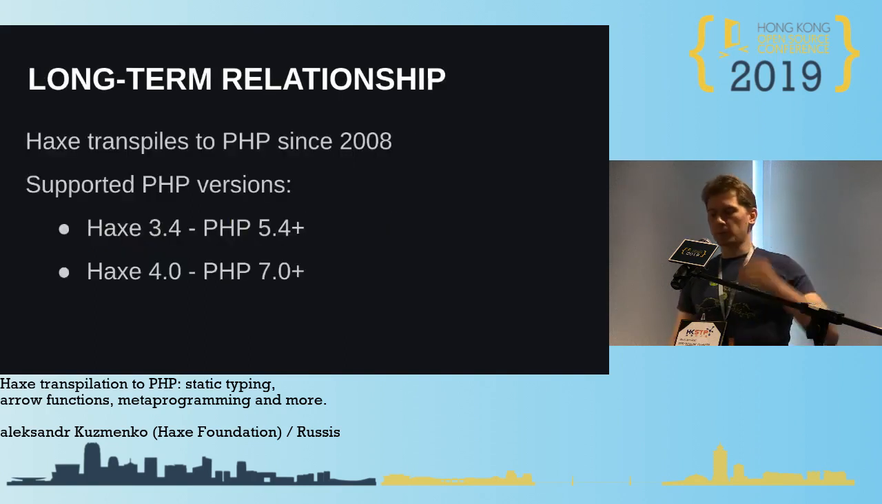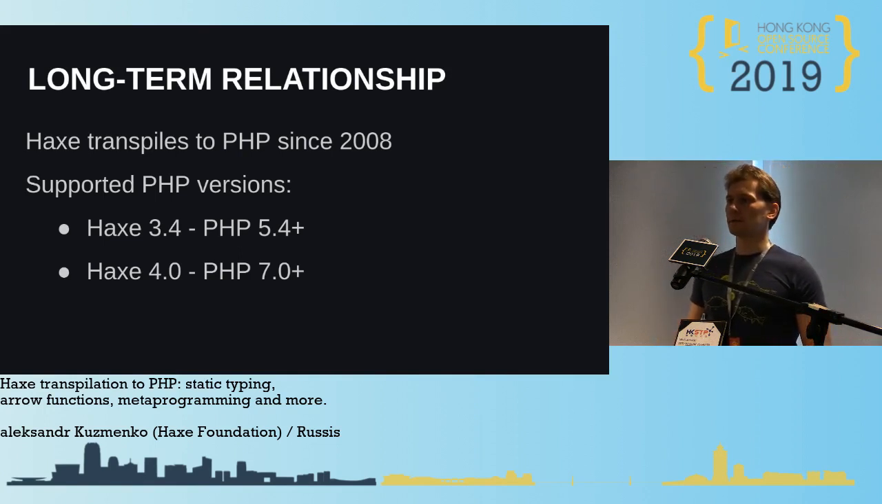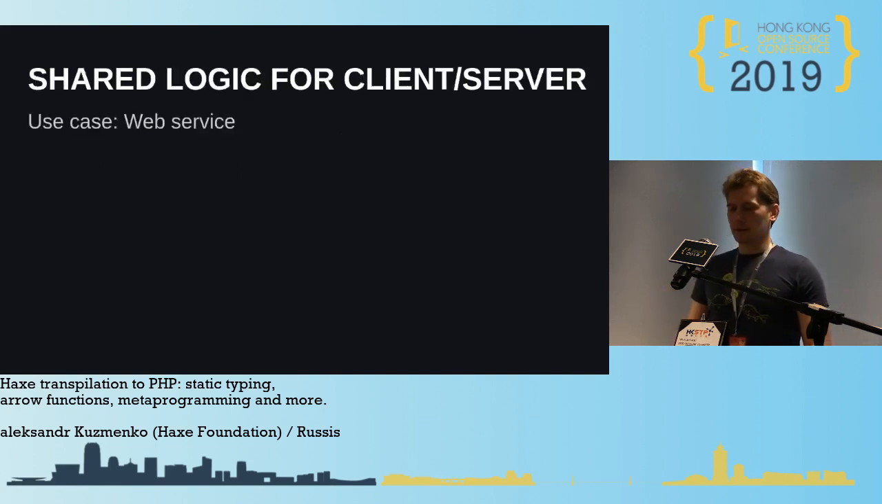So Haxe and PHP are in a long-term relationship since like 2008. The previous versions of Haxe were able to compile Haxe to PHP code, which was compatible with the PHP versions of 5.4 and higher. And the newest Haxe 4 is targeting PHP 7.0 or higher. So why, as a PHP developer, why do you want to use Haxe?